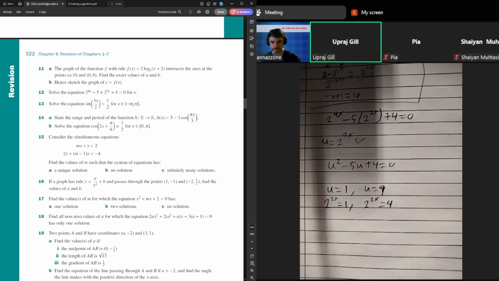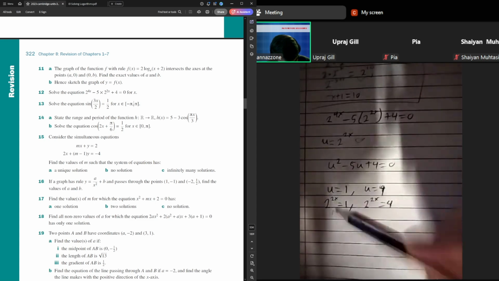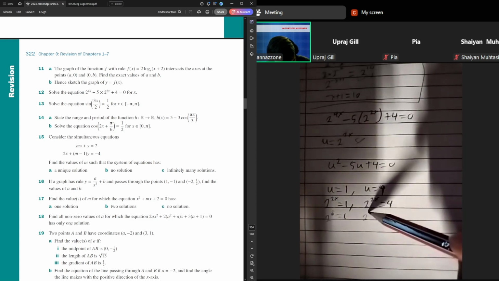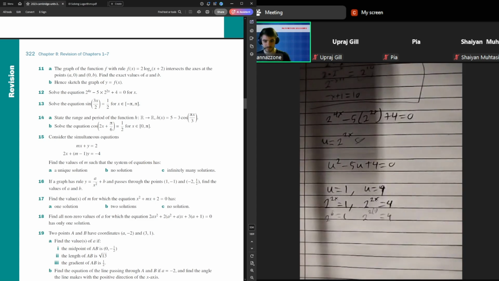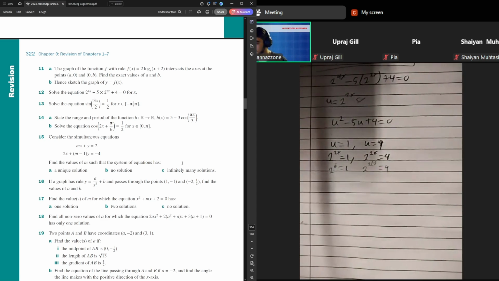Would x be 0 and 1? Yeah, 0 and 1. 0 is going to come from here because 2 to the power of 0 is 1. And 1 is going to come from here because 2 squared is 4. Precisely. Cool. Okay, that's that.